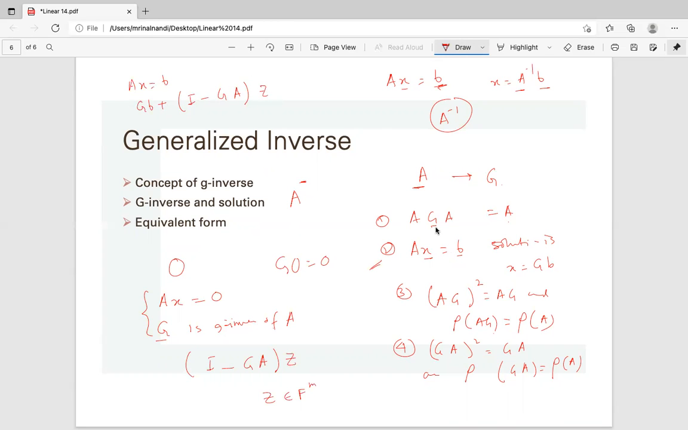So that's all for this lecture, a brief introduction on G inverse.